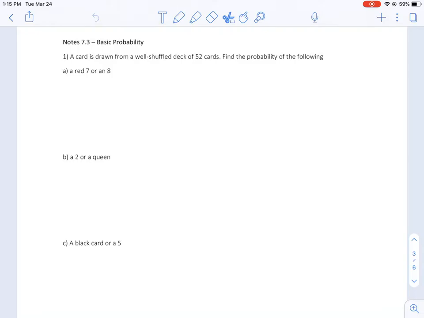Okay, a card is drawn from a well-shuffled deck of 52 cards. Find the probability that a red 7 or an 8 is drawn. What I'm going to do is label this event E, and then I'll label this event F. From the notes, we know that the probability of E or F is the probability of E plus the probability of F minus the probability of E intersect F.